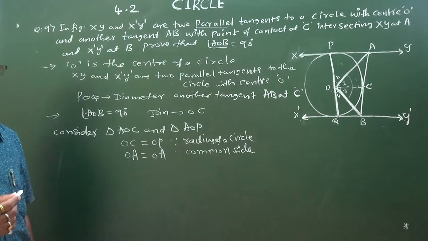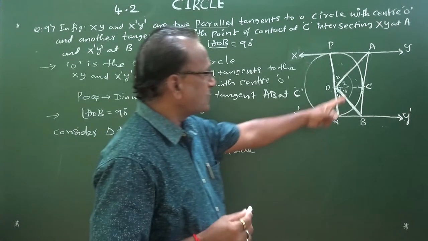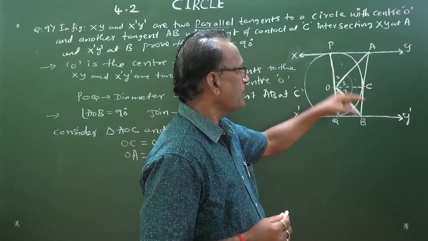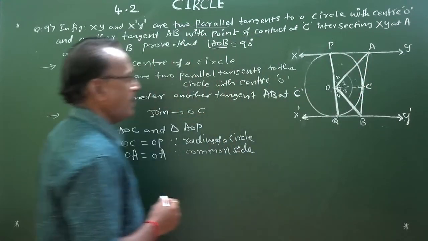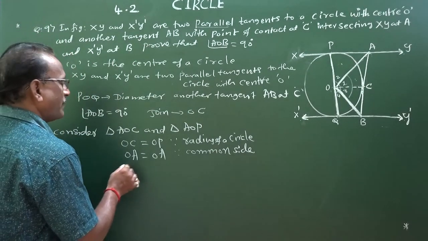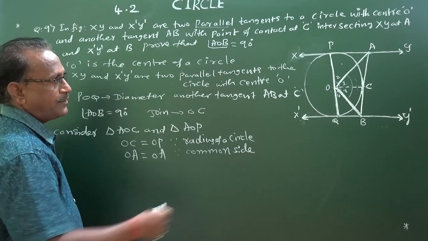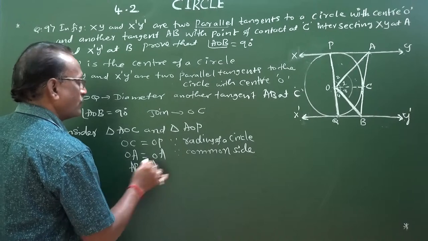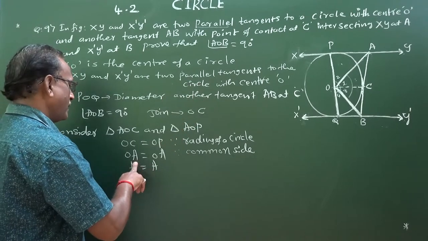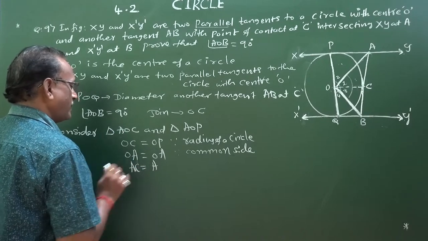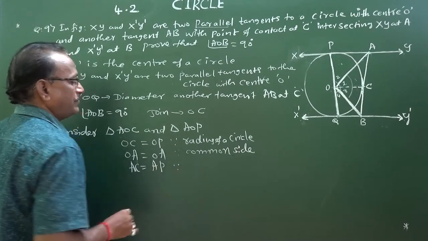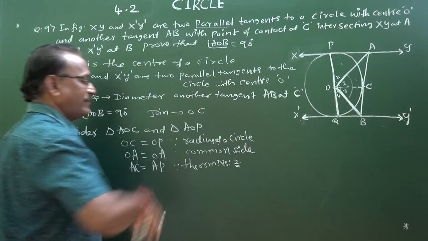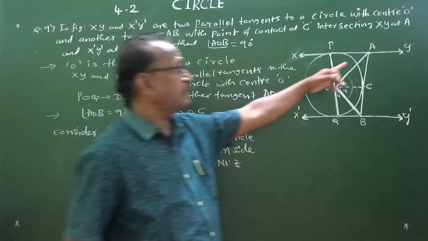One more property you can use here, theorem number 2. A is an external point. Tangents drawn from it are equal. AC is equal to AP, because these are also sides of these two triangles. First you write AC, because we are in triangle AOC. AC is equal to AP by theorem number 2. You know that theorem number 2 means you have to write the statement: the tangents drawn from an external point are equal.